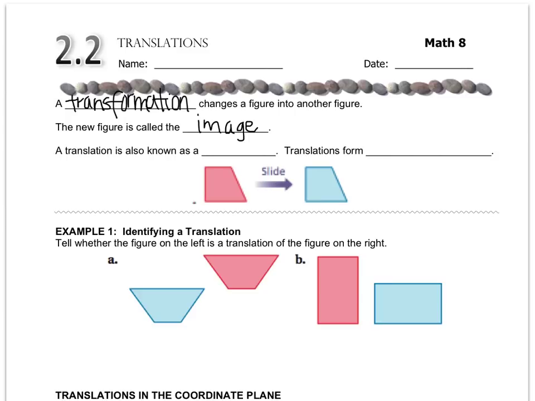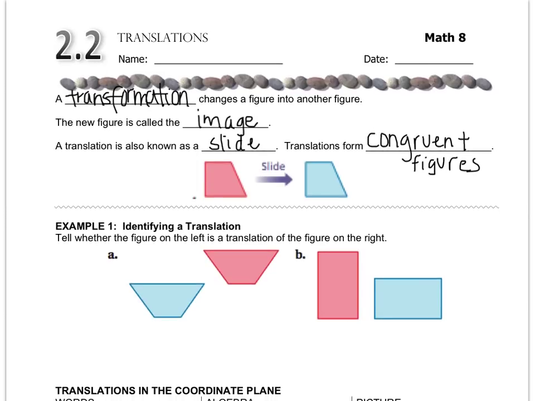And as you can see in the picture, it's taking one shape and sliding it and then creating a new shape. So it's kind of like the old shape, just in a different spot. A translation is also known as a slide. And translations form congruent figures. So you can see that these two shapes have all the same lengths of their sides, and you can see that their angles are all the same. And so we learned in the last lesson that's what makes things congruent.